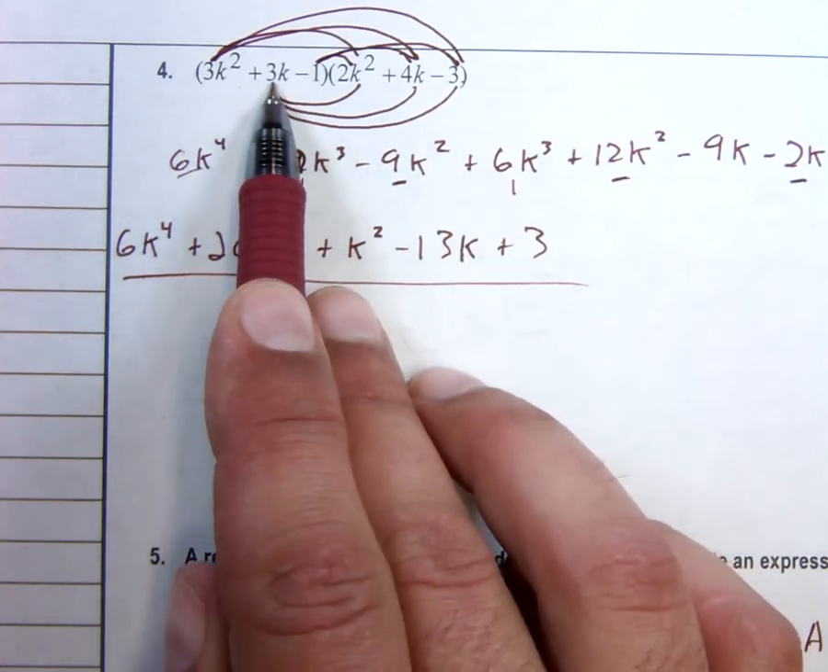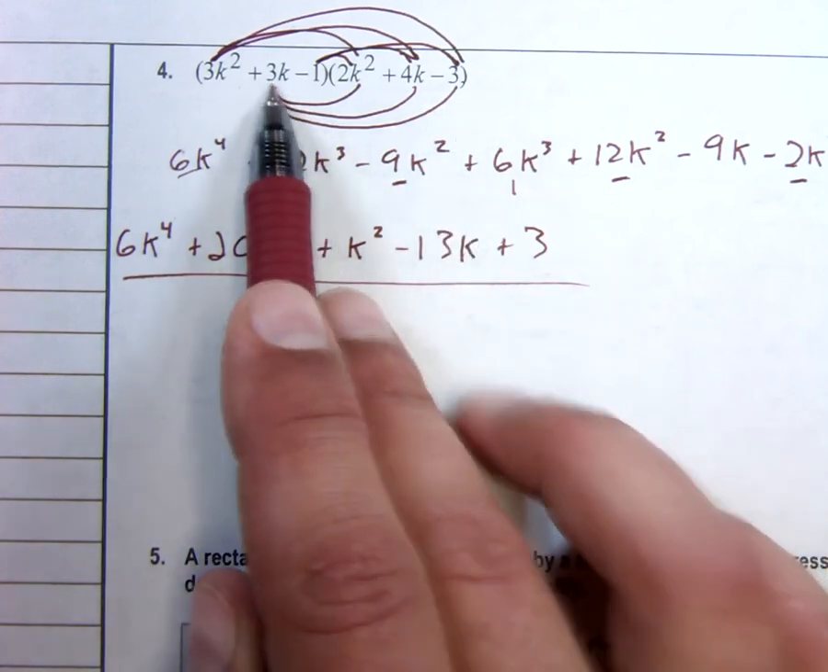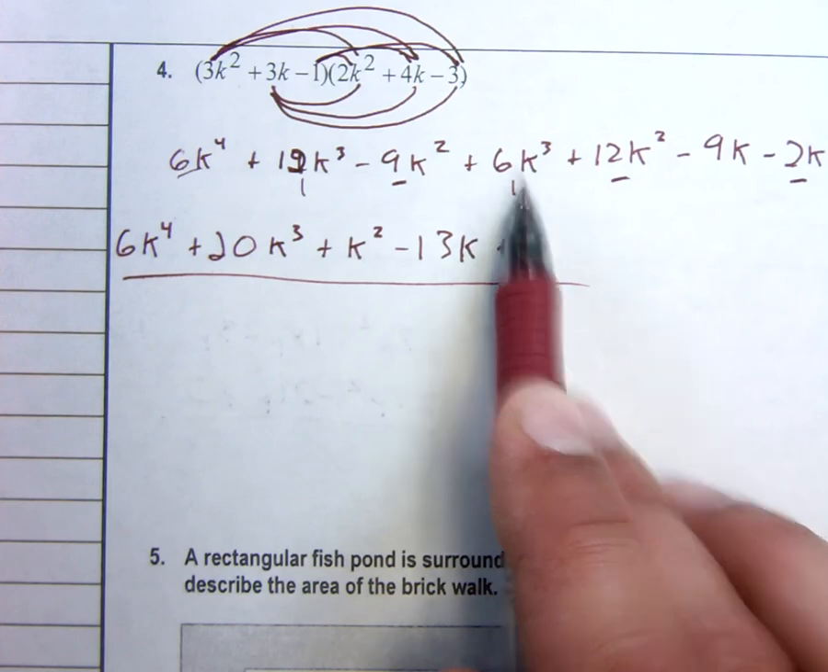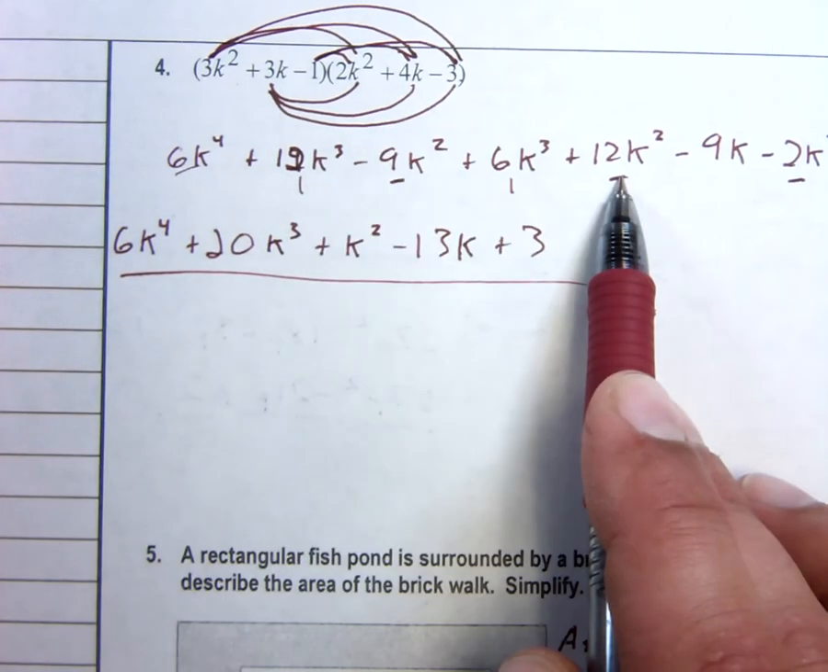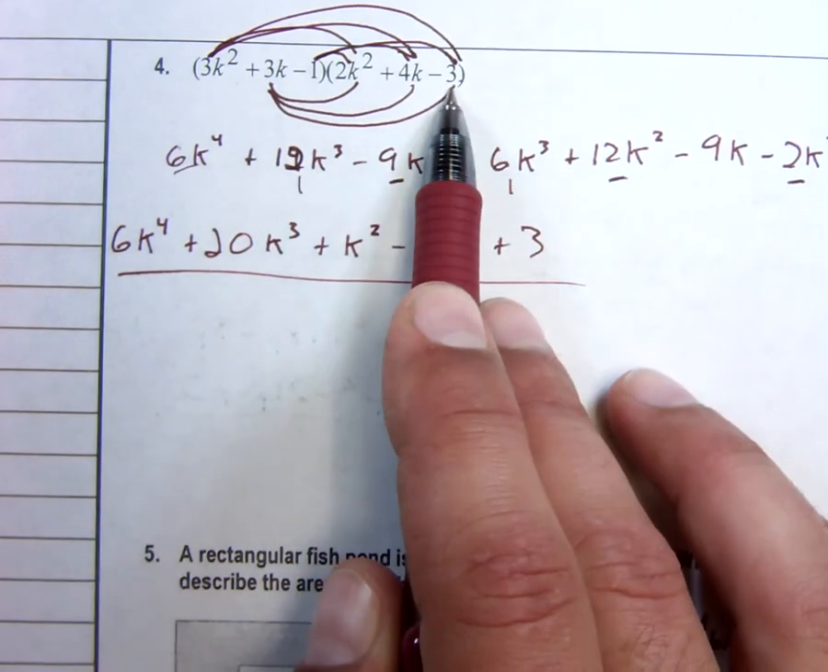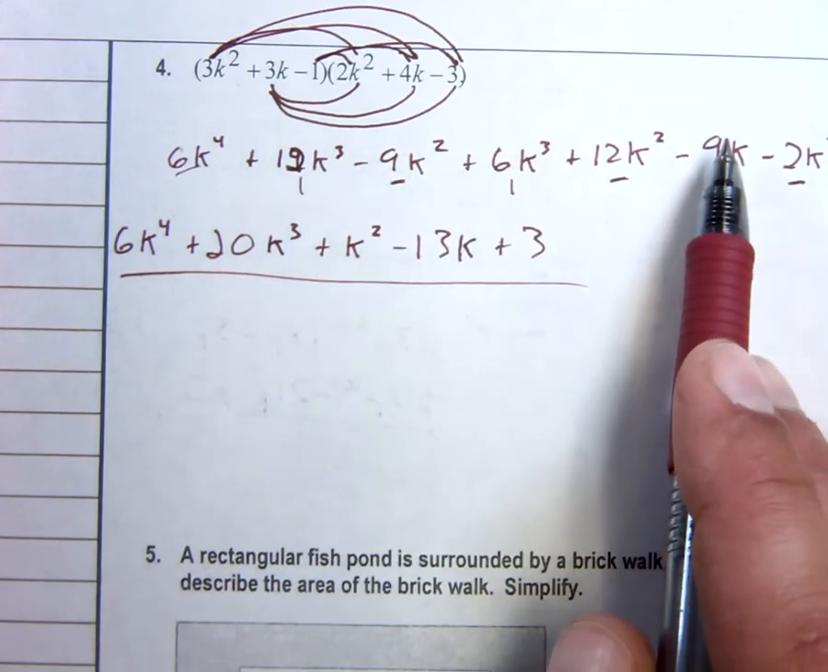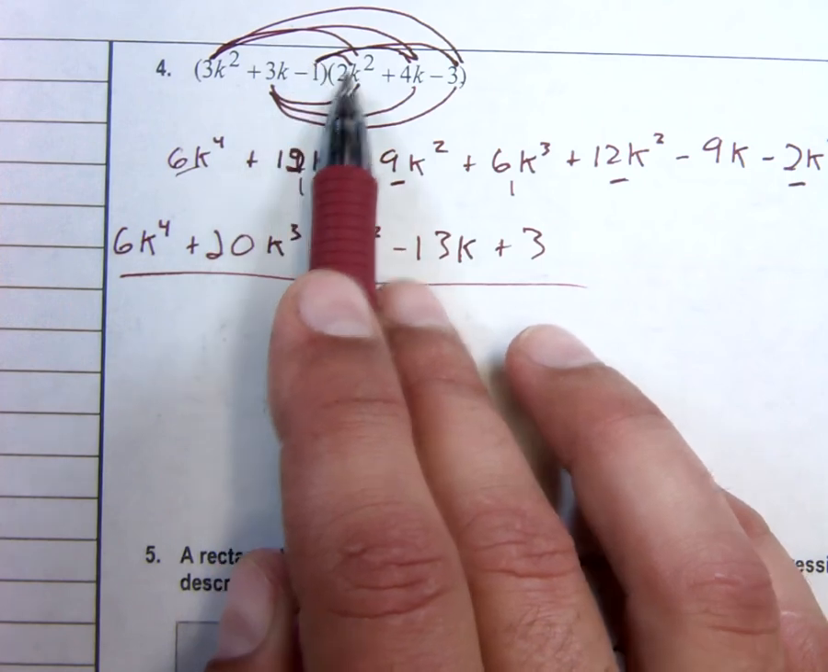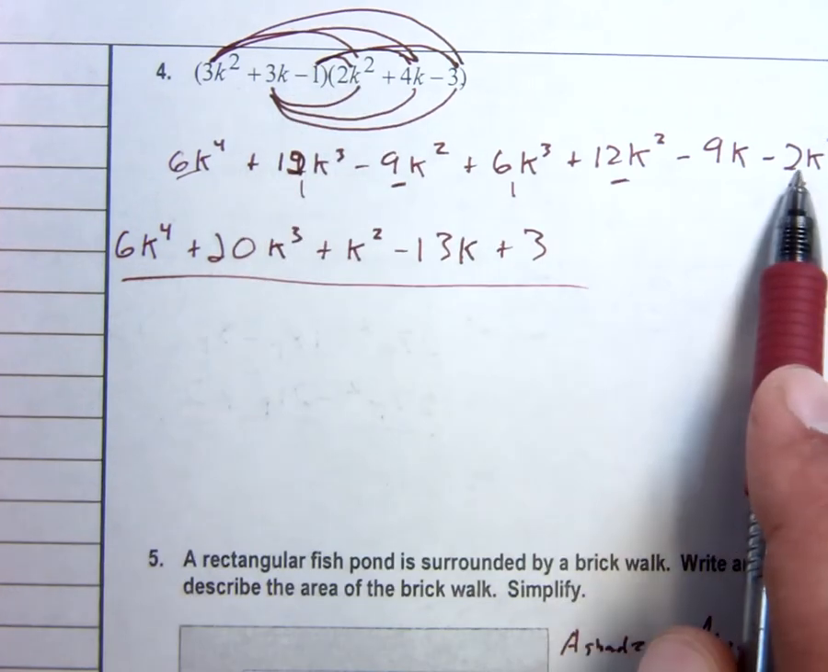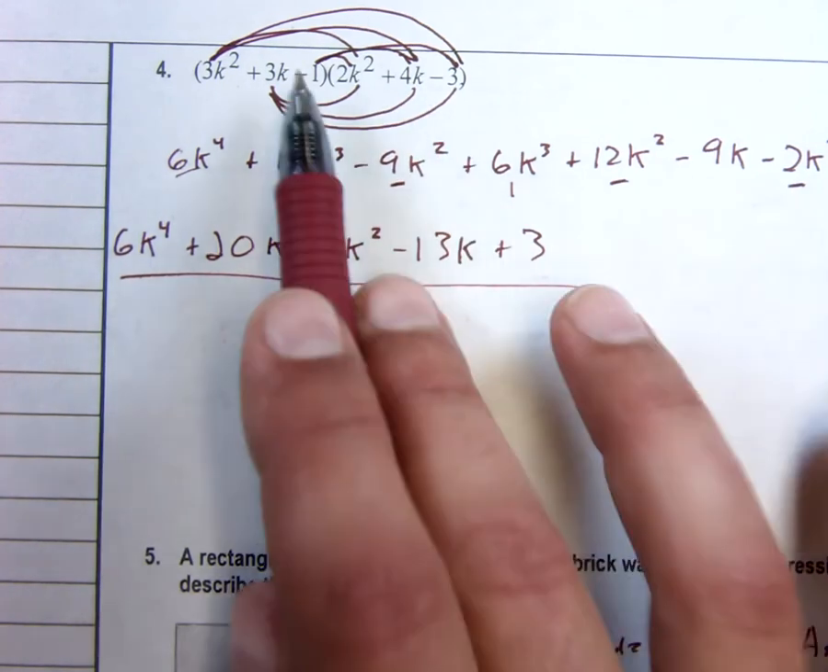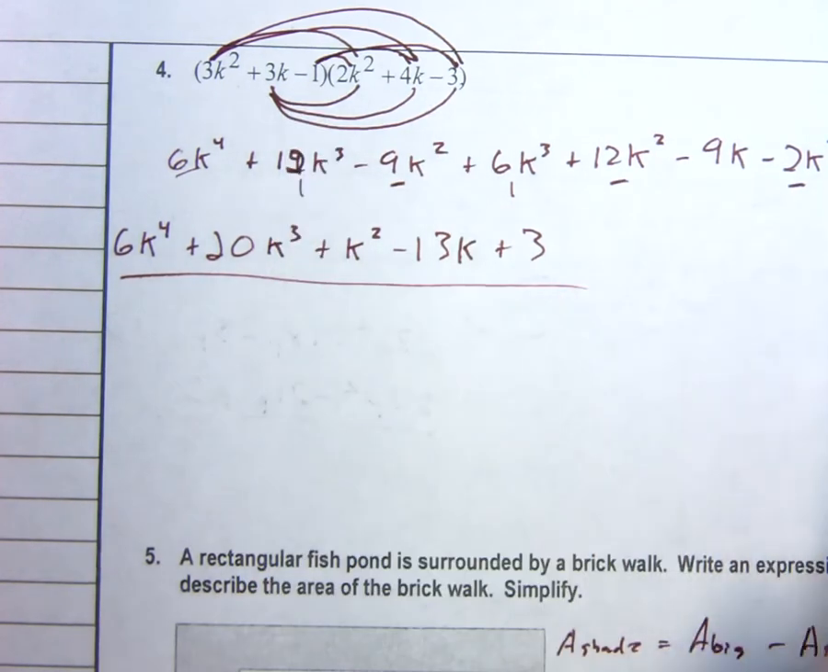Okay, now we got to go to the middle term. Let's multiply this out by the whole other side. So 3k times 2k squared. That should give us 6k cubed. Then we go this times this, which should give me 12k squared. And then this times this, which gives me negative 9k. Okay, now the negative 1. Here we go. Negative 1 times 2k squared. That's going to give me minus 2k squared. Negative 1 times 4k. It's going to be minus 4k. Negative 1 times negative 3. It's going to be plus 3.